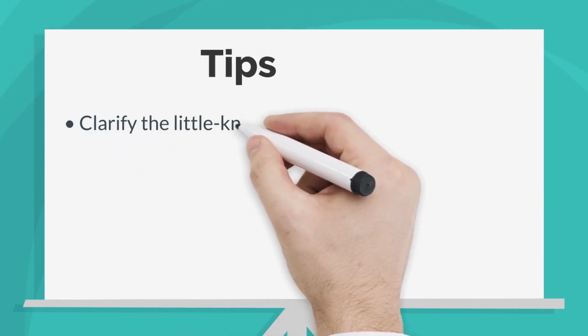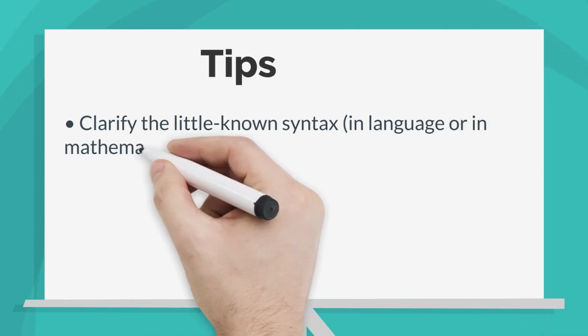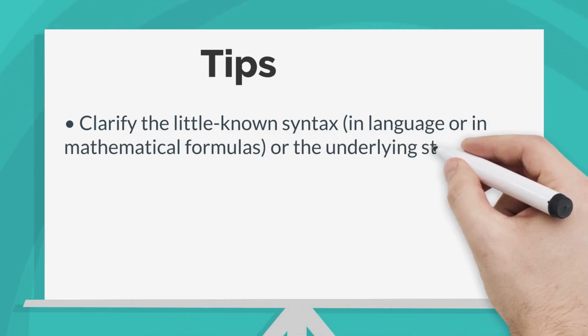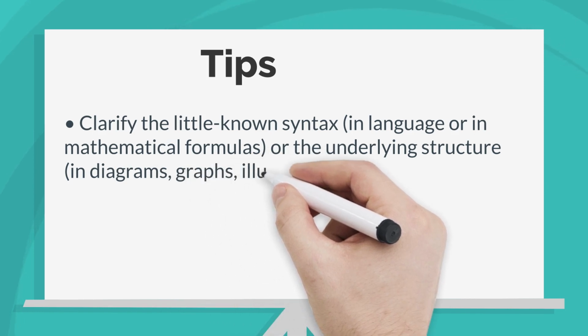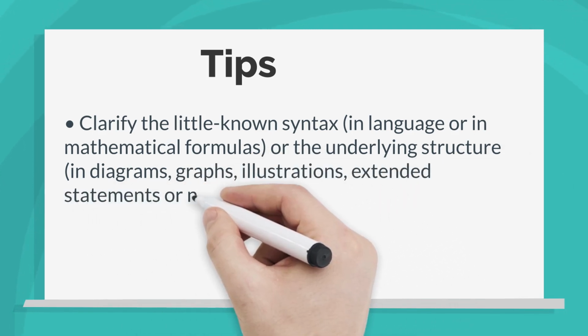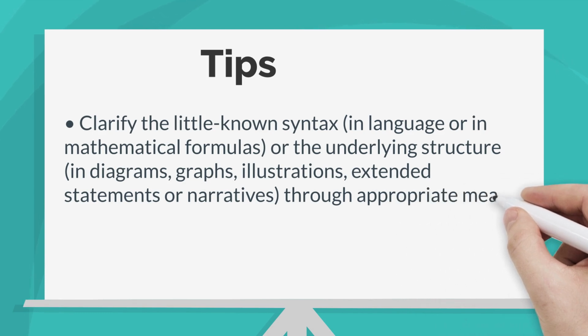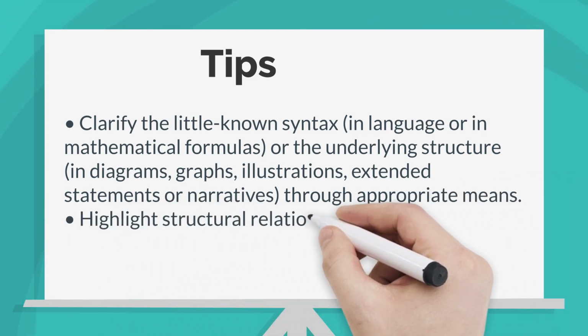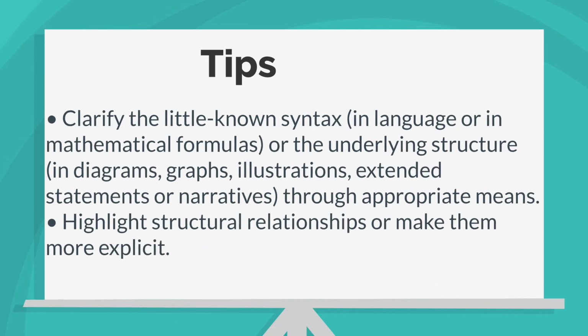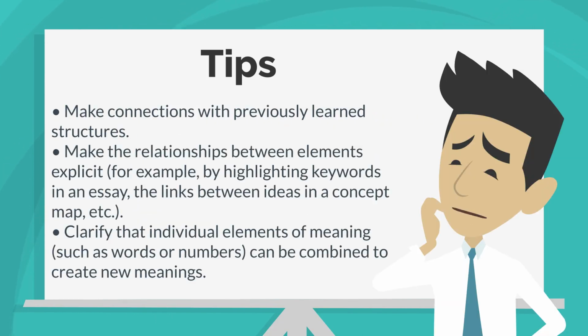Tips. Clarify the little-known syntax, in language or in mathematical formulas, or the underlying structure, in diagrams, graphs, illustrations, extended statements or narratives, through appropriate means. Highlight structural relationships or make them more explicit. Make connections with previously learned structures. Make the relationships between elements explicit, for example, by highlighting keywords in an essay, the links between ideas in a concept map, etc. Clarify that individual elements of meaning, such as words or numbers, can be combined to create new meanings.